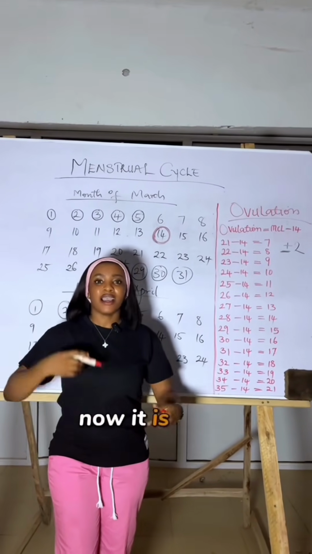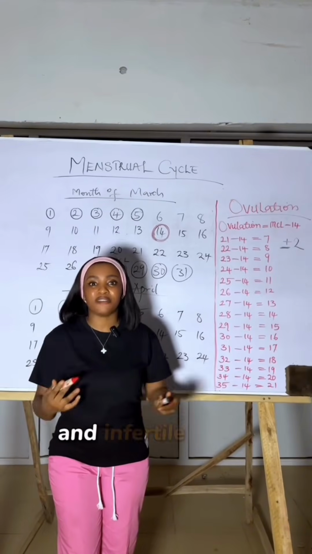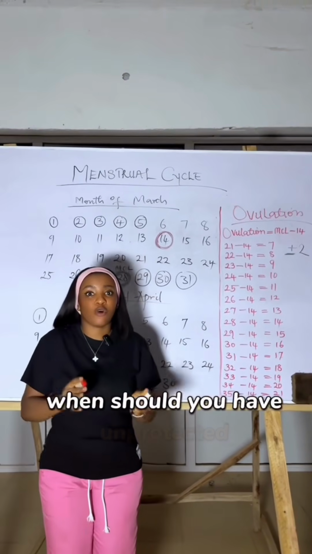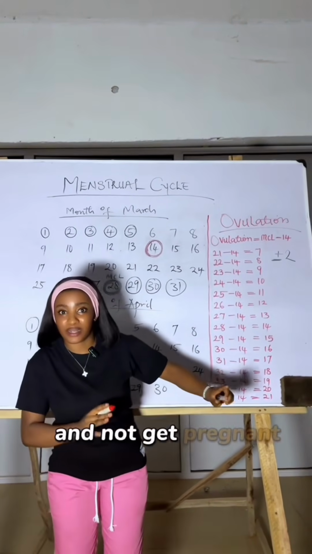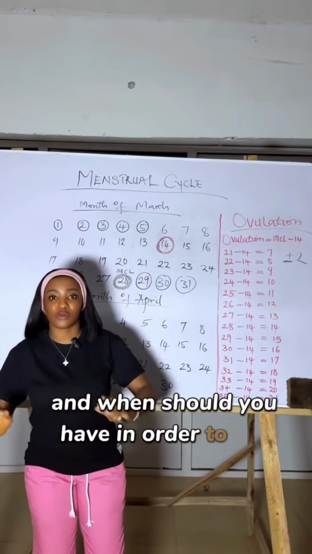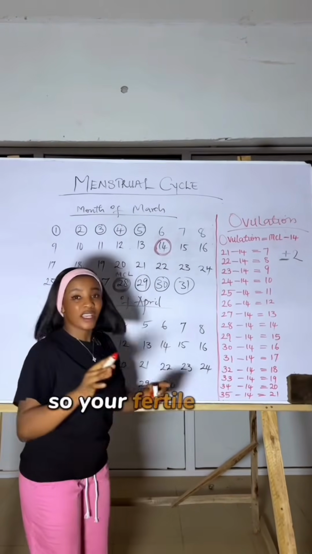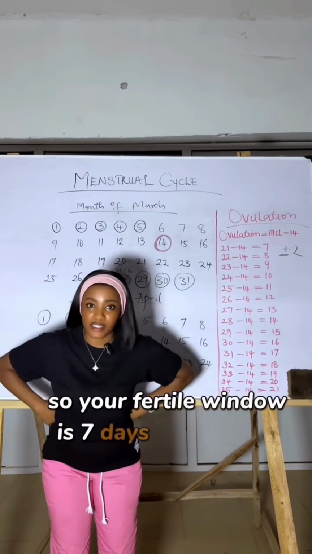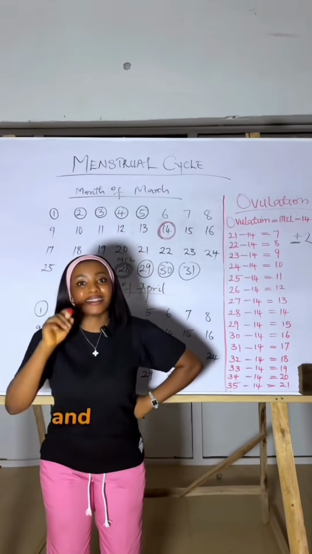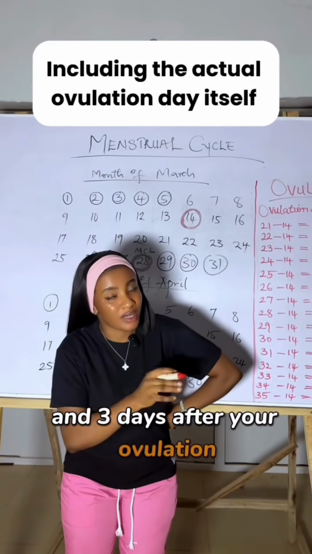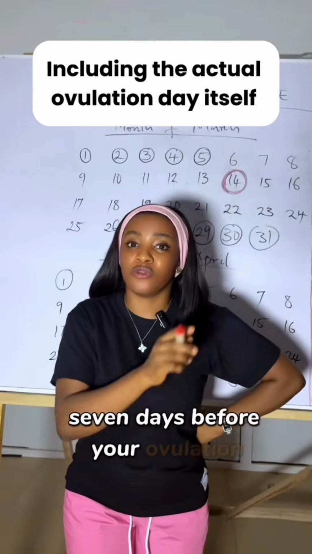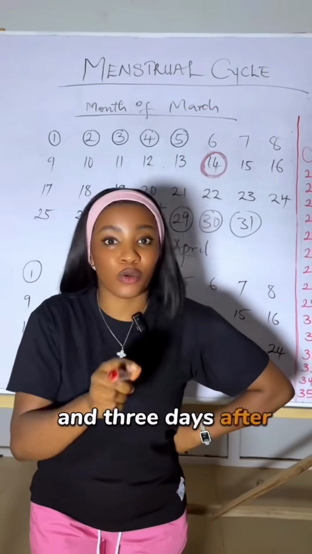Now, it is how to calculate your fertile and infertile window. When should you have unprotected intercourse and not get pregnant? And when should you have it in order to get pregnant? So your fertile window is 7 days before your ovulation and 3 days after your ovulation. 7 days before your ovulation and 3 days after your ovulation.